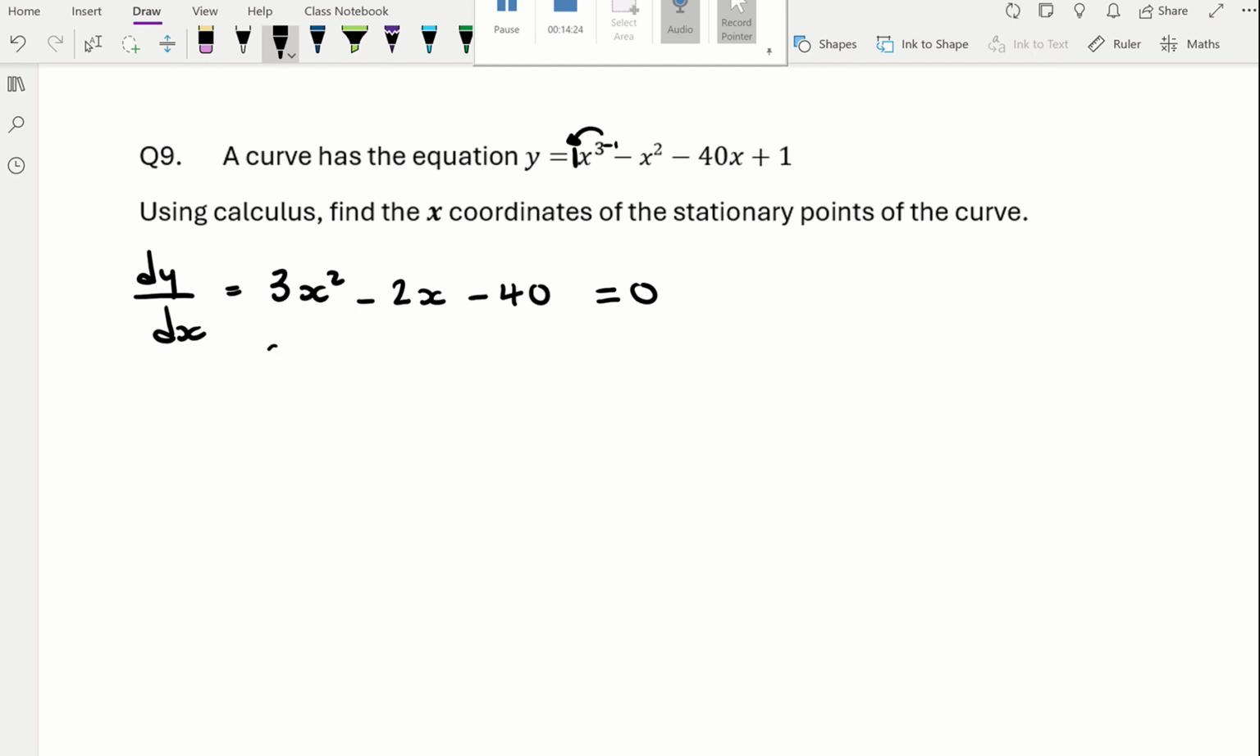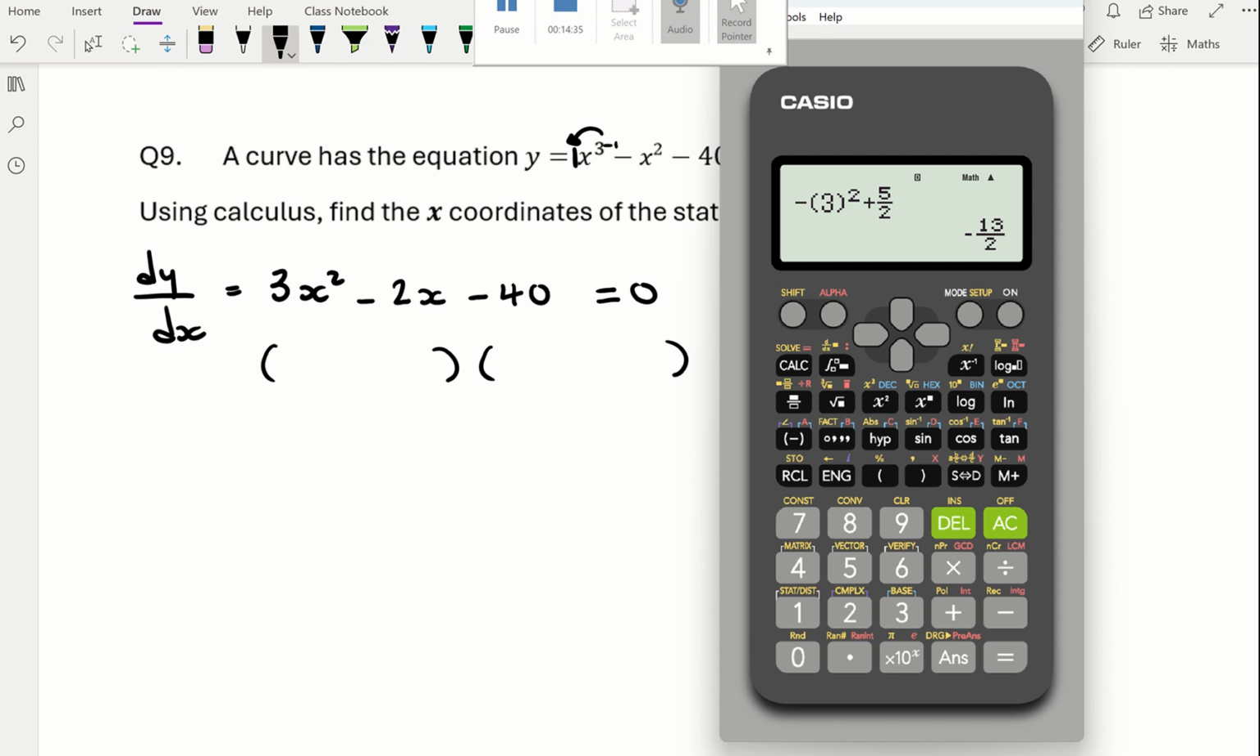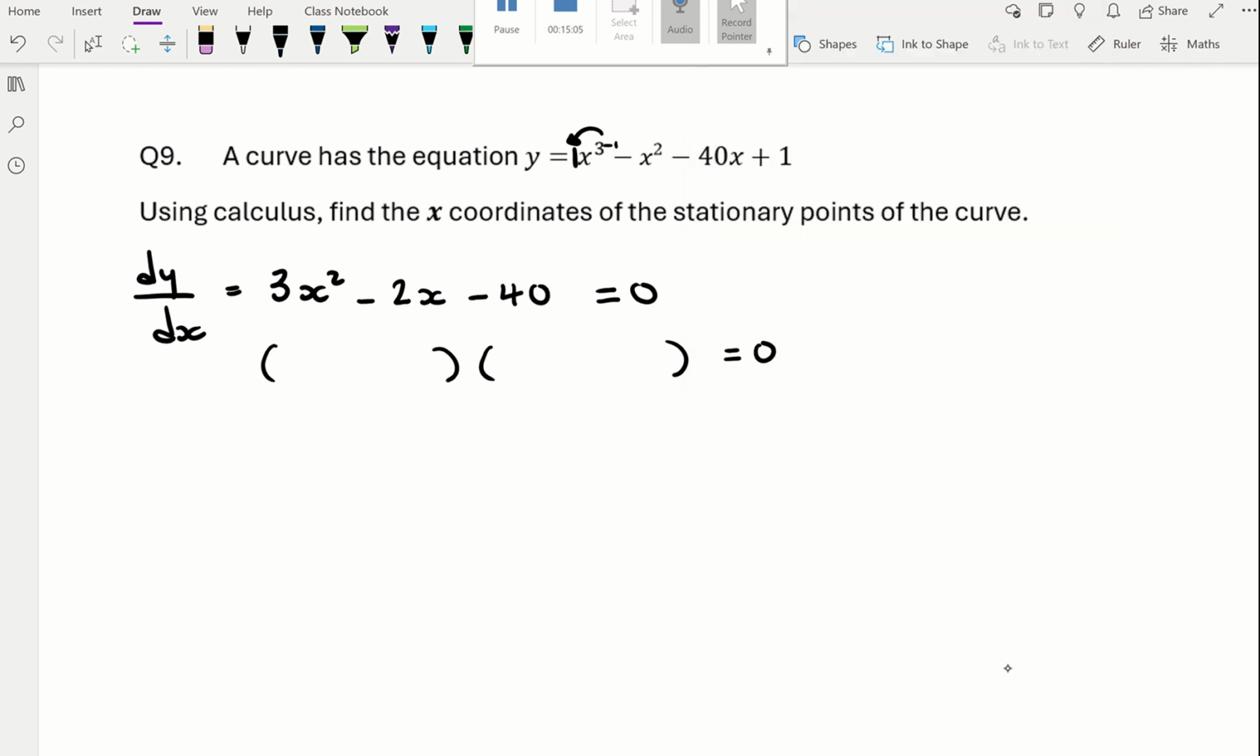Now, you can solve it by factorizing, you can solve it by the quadratic formula, you can solve it by putting it into the solver as well. So let's see, where's my solver? Equation, so 5, ax squared plus bx plus c. So a is 3, b is negative 2, c is negative 40, and you get x equals 4, and you press equals again, and you get negative 10 over 3.